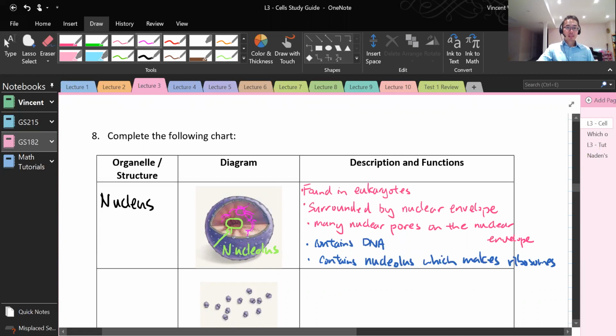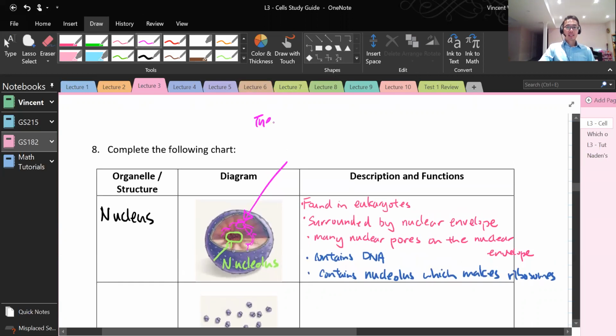Now this DNA is actually packaged. The DNA is combined with proteins, something called histone proteins, to form chromatin.